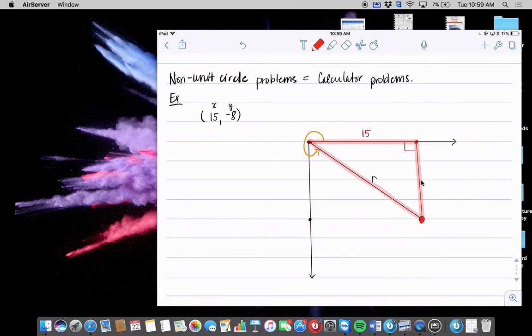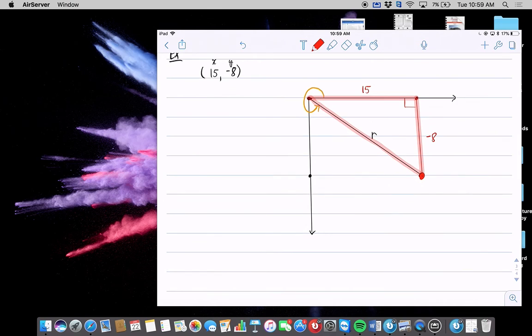And this distance right here, and I know it looks kind of crooked, but whatever, this distance right here is going to be -8. And I know distance is never negative, but for the purpose of setting up these ratios, let's go ahead and use a negative value. Use whatever value they give you. Now, the only thing left to find is going to be the radius.